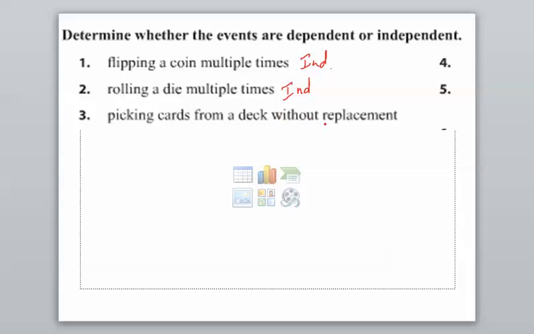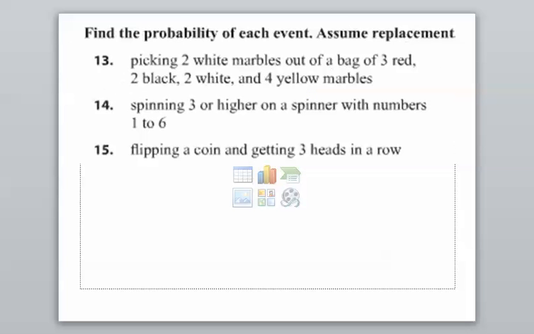Picking cards out of a deck without replacement. This one would be dependent. Why is it dependent? Because if I don't put it back in, now I've only got 51 cards in the deck versus 52. Okay?